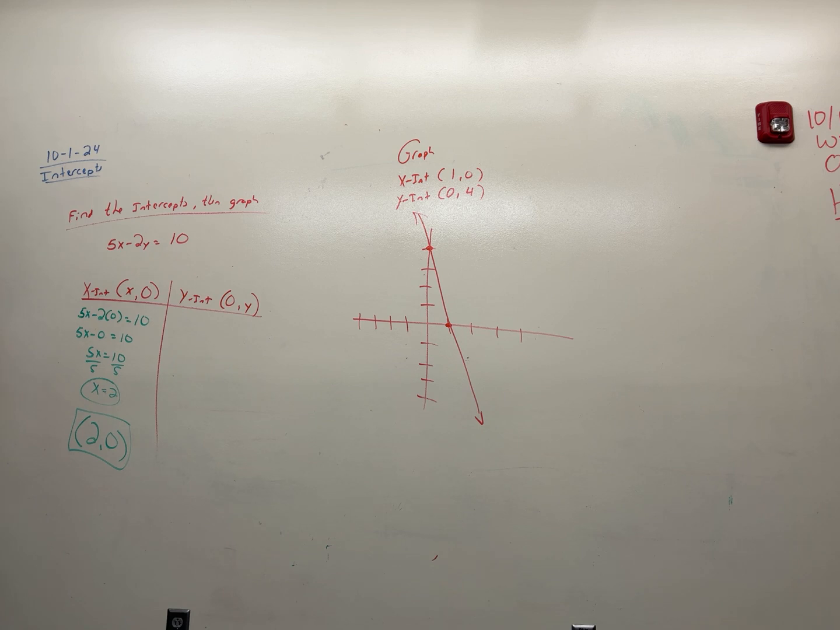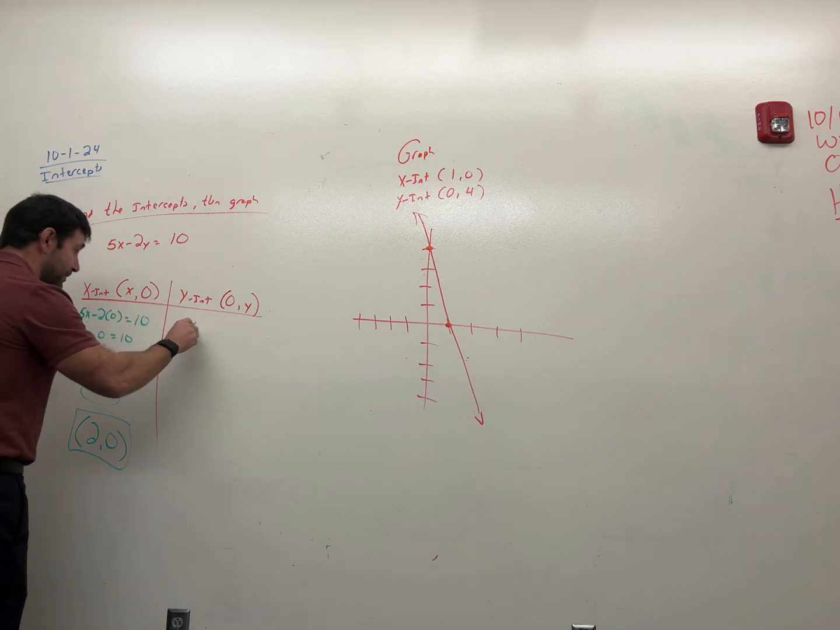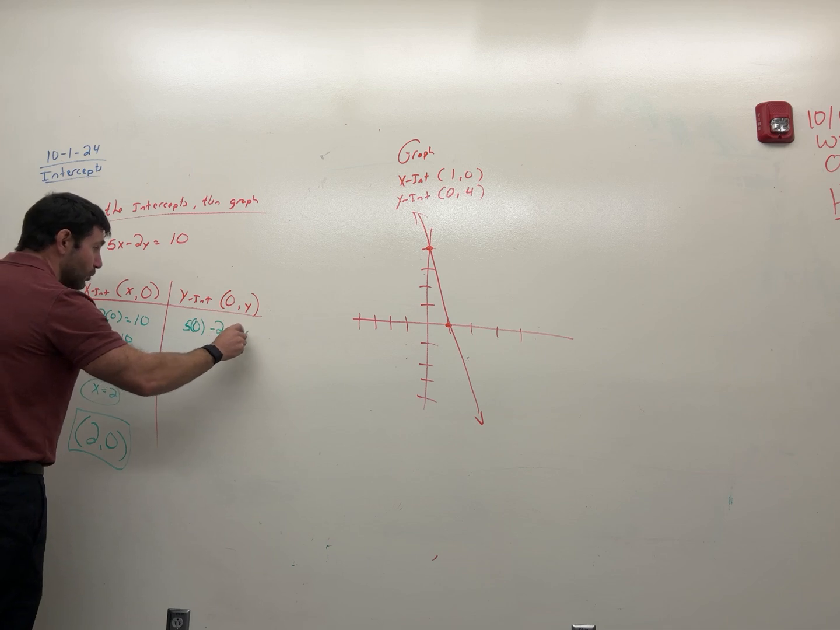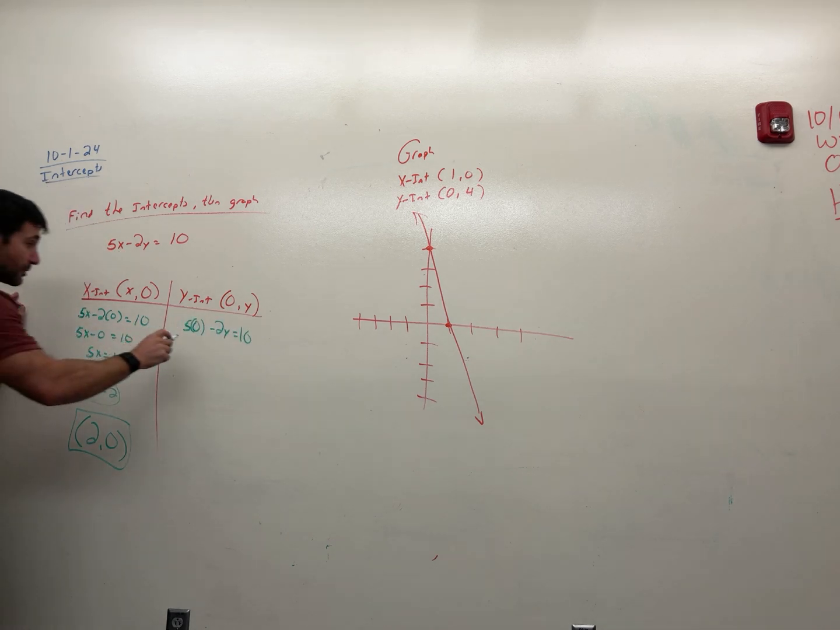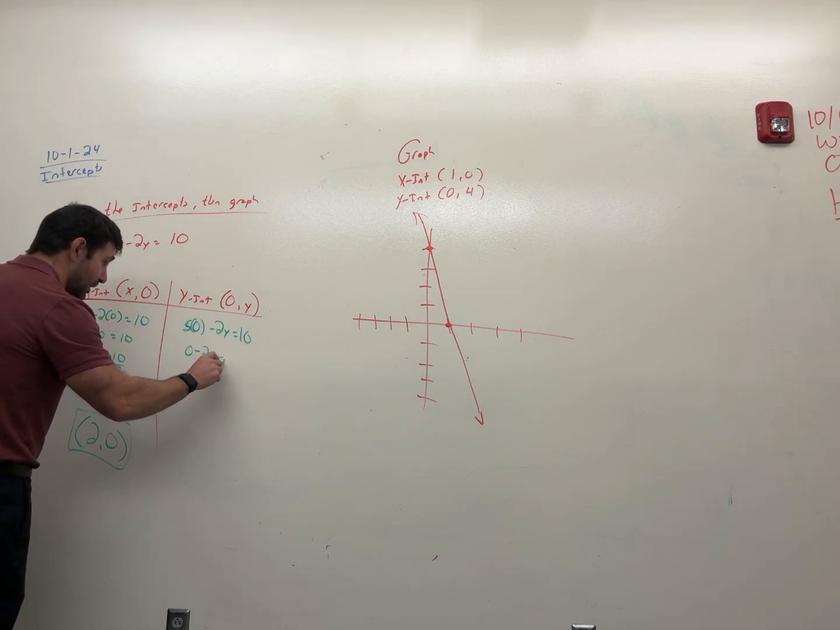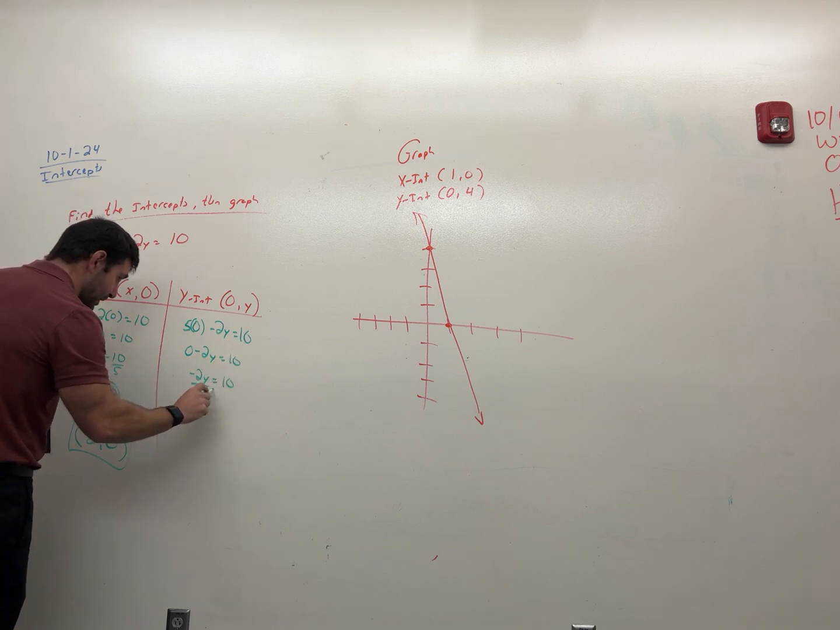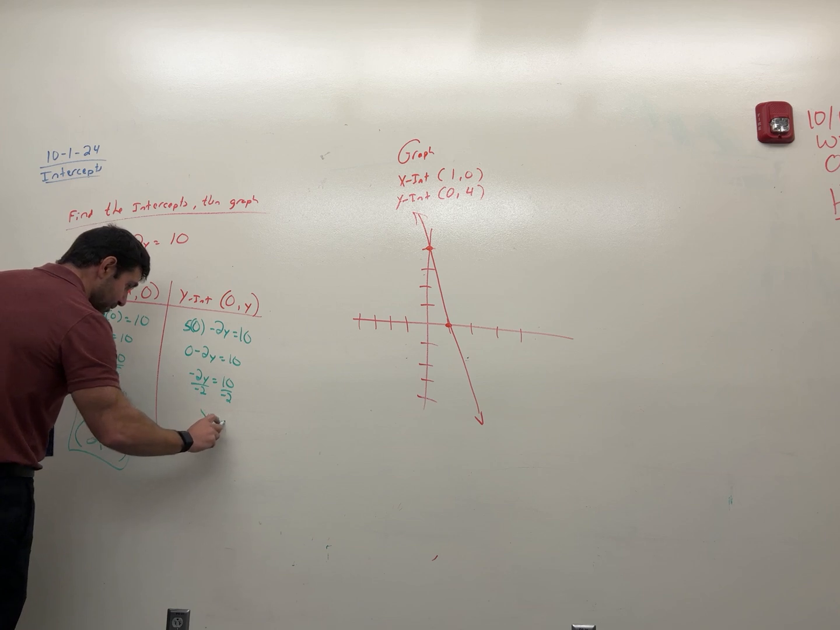Well, now I have half of it. Now we need to find the y-intercept. What letter has to be 0? X. 5 times 0 minus 2y equals 10. Where did I get that? From right here at the original. So this is 0 minus 2y equals 10. This is negative 2y equals 10. Divide by negative 2. Y equals negative 5.